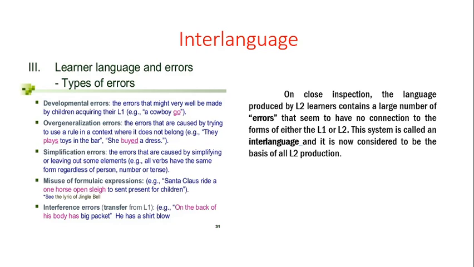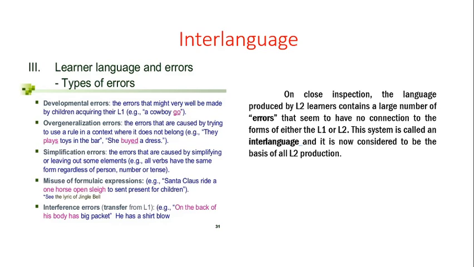Overgeneralization: the errors that are caused by trying to use a rule in a context where it does not belong. Example, they place toys in the bar, or they buy a dress. Using the third person singular when it's third person plural, or using the -ed when the verb is irregular. Simplification errors: the errors that are caused by simplifying or leaving out some elements.